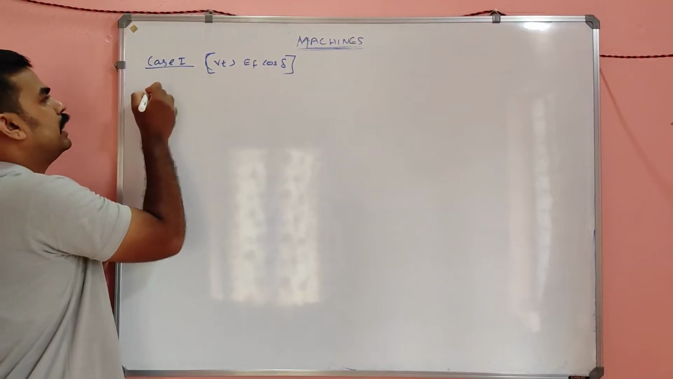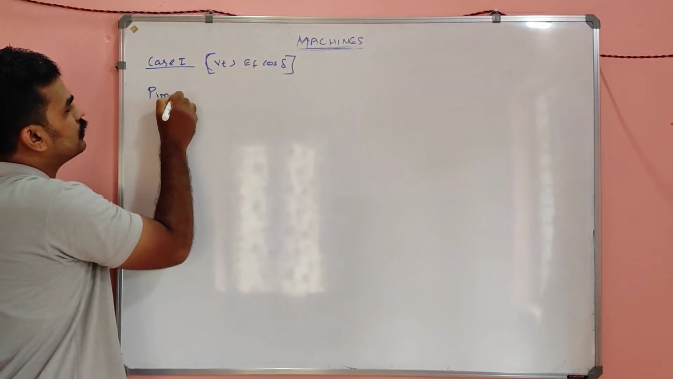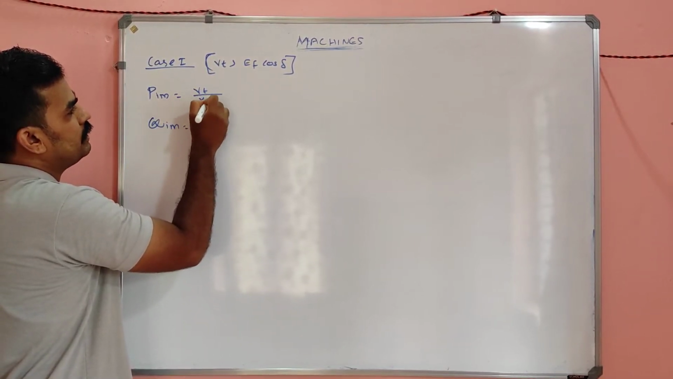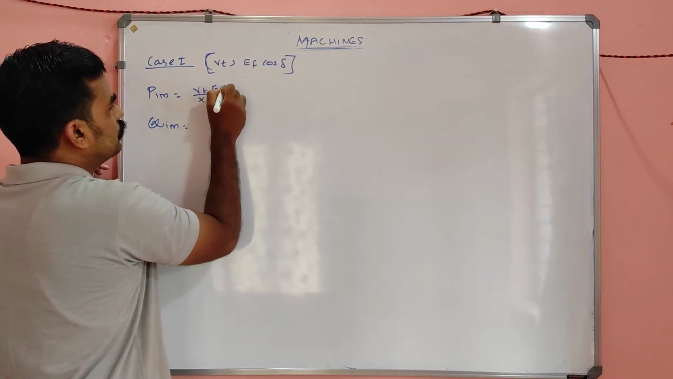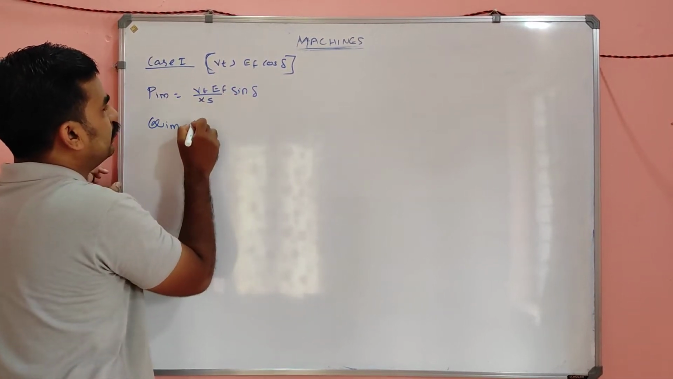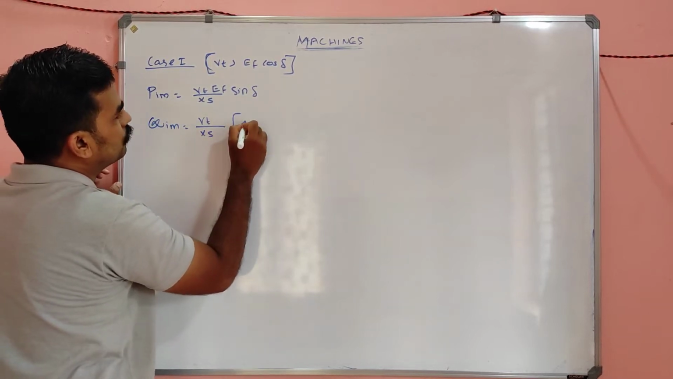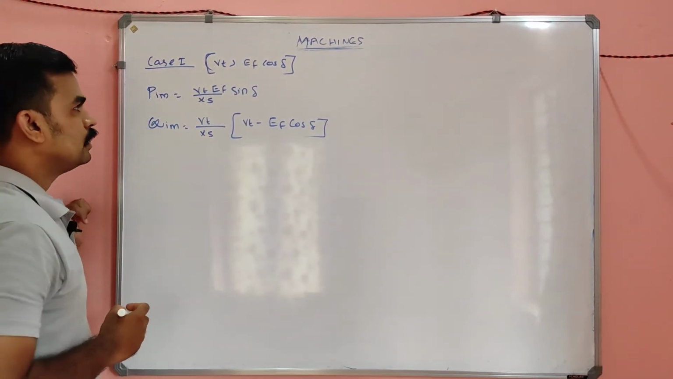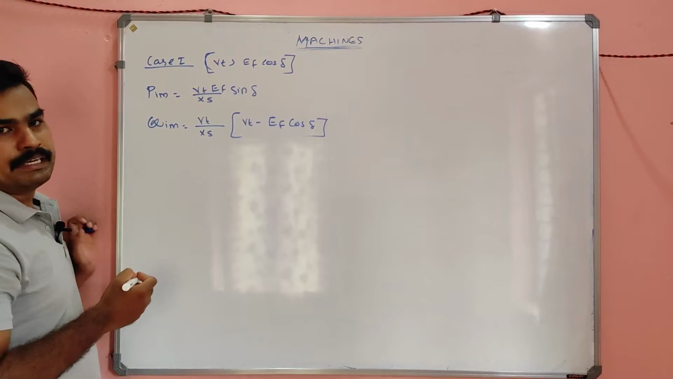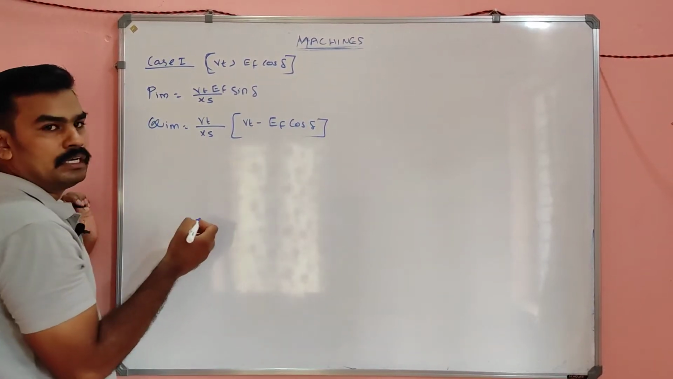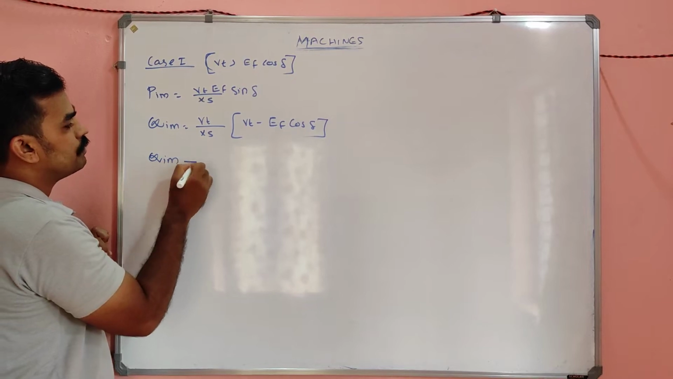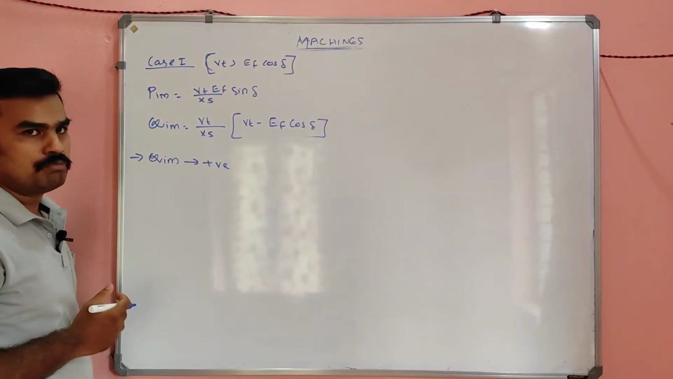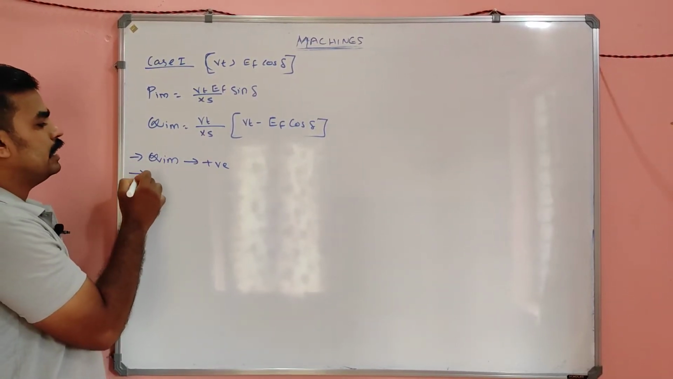Again we have the basic equations, which we have to rewrite: PIM and QAM. PIM is Vt by Xs into EF sine delta, and QAM is Vt by Xs into Vt minus EF cos delta. Is it clear? If Vt is greater than EF cos delta, what is the meaning, my dear? QAM is positive, correct? QAM will be positive.